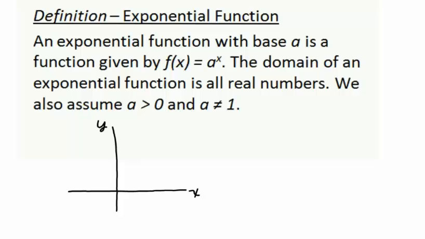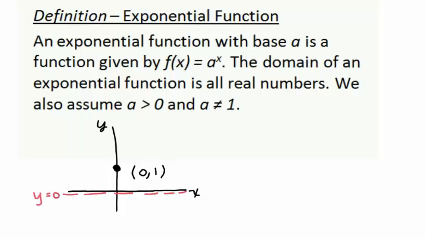Now, what we might want to note here are a couple of characteristics of all exponential functions. The first one is if we make a substitution of x is equal to 0, we're going to get a to the 0, and that's equal to 1. So every exponential function does pass through the point 0, 1. Also, every exponential function has a horizontal asymptote at y is equal to 0.